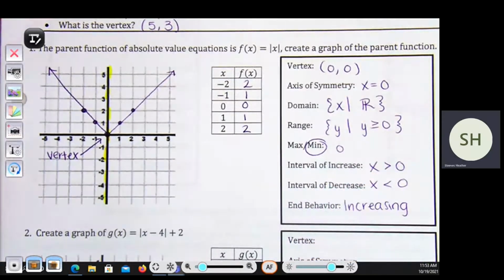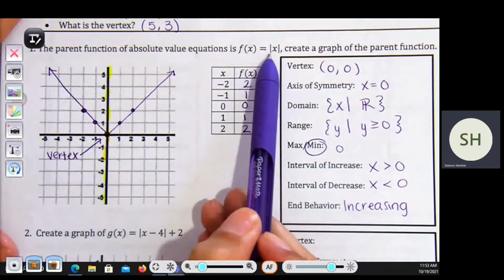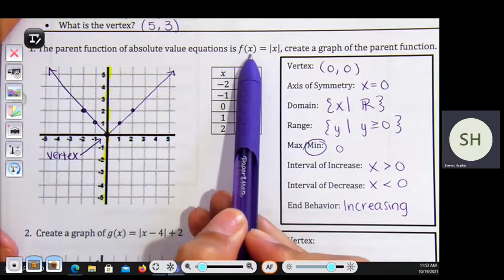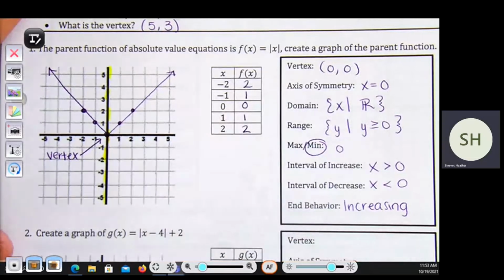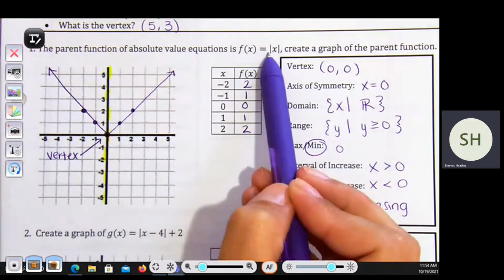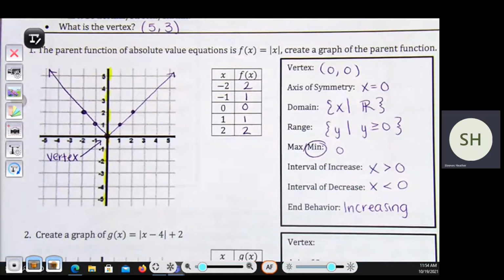So what I want you to think about really quick is, in this case, what is my A value? You should choose 0? 1. It is 1. Why is it not 0? Because a number times 0 is 0. Every number would be 0 then. So this A value is equal to 1. So it's neutral. This is the parent function of an absolute value function.